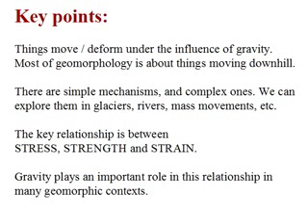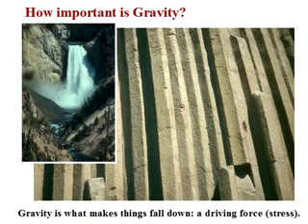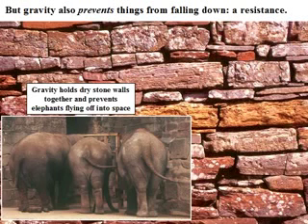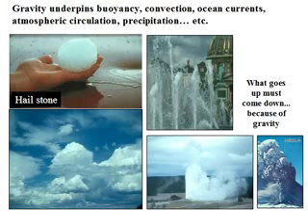A lot of geomorphology is about things being moved downhill by gravity, and although there are lots of different mechanisms involved, the same key relationship between stress, strength and strain applies to all of them. Gravity can be a driving force. Here it's pulling water over the Yellowstone Falls and pulling at a climber on the wall of the Devil's Tower. Gravity can also be a source of strength or resistance. For example, the strength of a dry stone wall comes from the force of gravity holding it down.